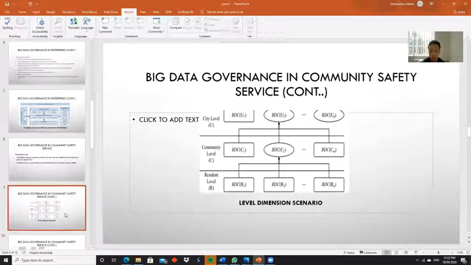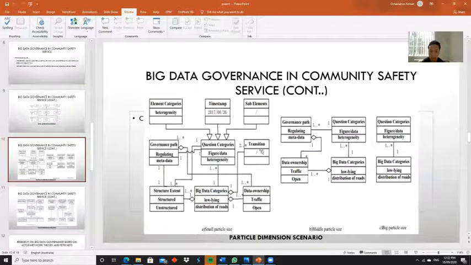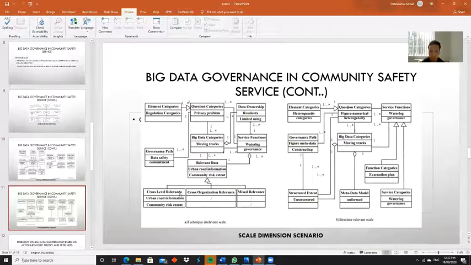So there are 3 dimensions. The first one is the level dimension. The level dimension divides scenarios into 3 levels: city, community, and resident. BDC is big data categorization. And this one is the practical dimension. The last one is the scale dimension.